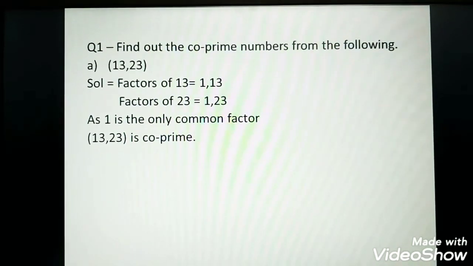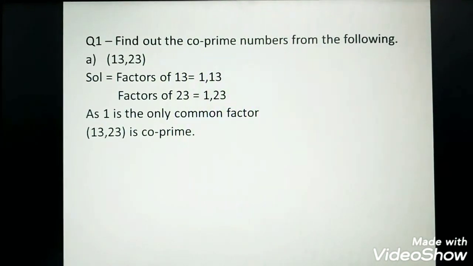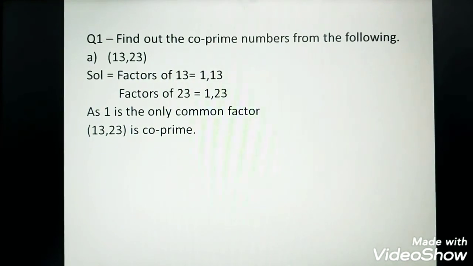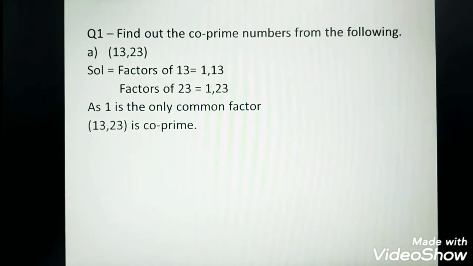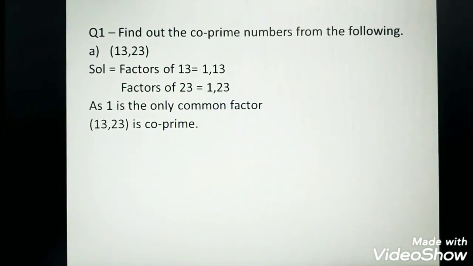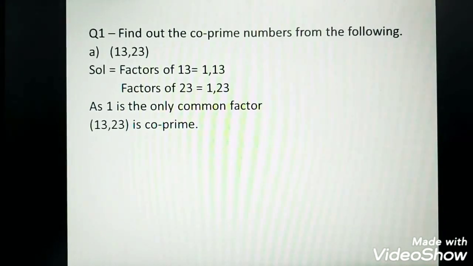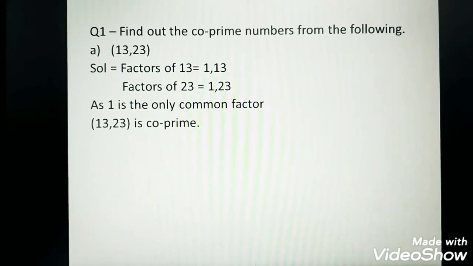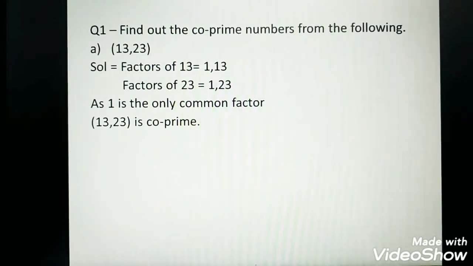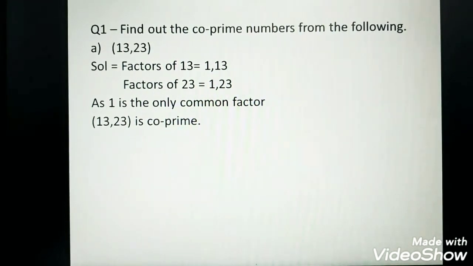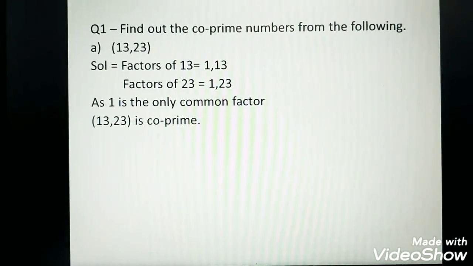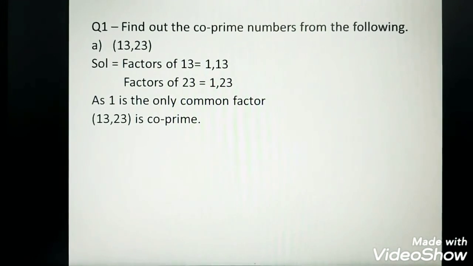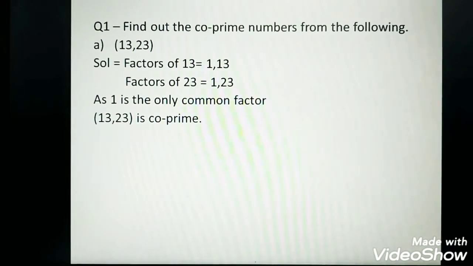Now the first question is find out the co-prime numbers from the following. Now see here the A part 13, 23. Now let us find whether these numbers are co-prime or not. Now for finding out whether the numbers are co-prime or not, you will find out the factors first of all. So factors of 13 are 1 comma 13. Factors of 23 are 1 and 23. Now you can see which is the common factor, 1. As 1 is the only common factor, so 13 comma 23 is co-prime.